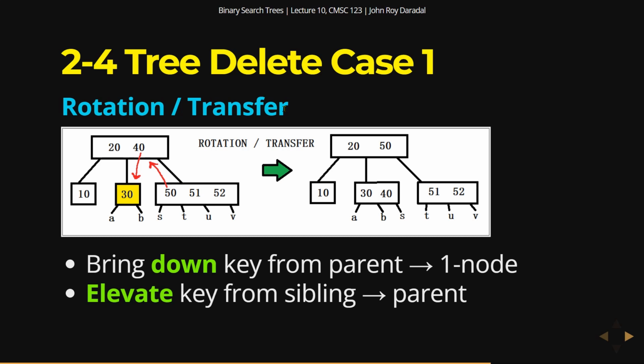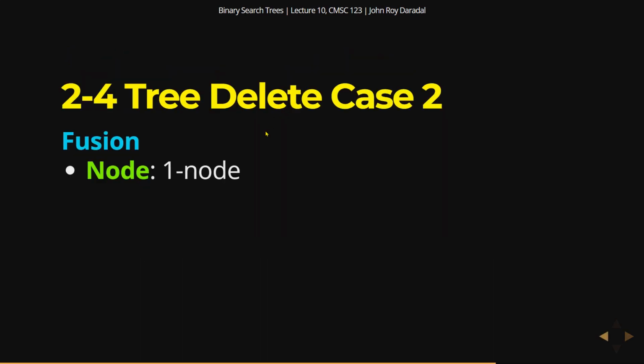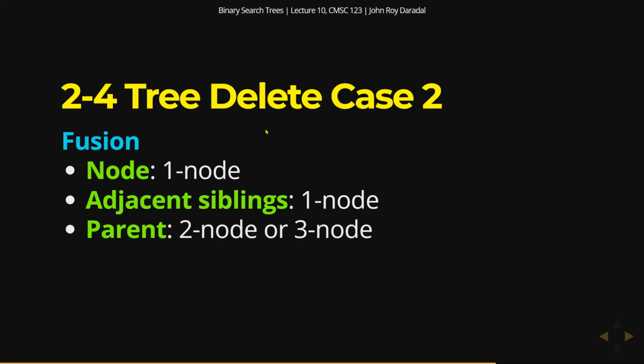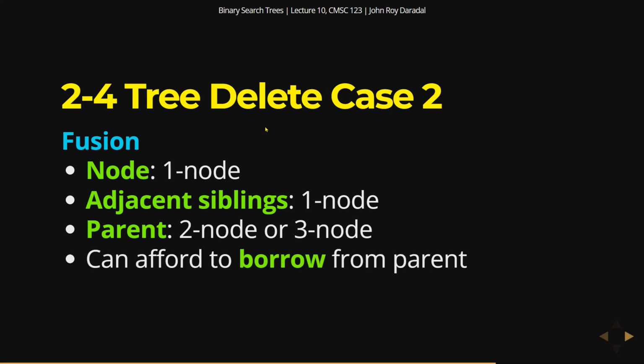But what if only the parent can afford to let you borrow? This happens when you are a 1 node, and the adjacent siblings are also 1 nodes, so they cannot afford to let you borrow, because otherwise they will also underflow. But it's the parent that can allow you to borrow, so it's a 2 node or a 3 node. So this time you can only borrow from the parent and not from the siblings. So what we'll do here is something called a fusion.